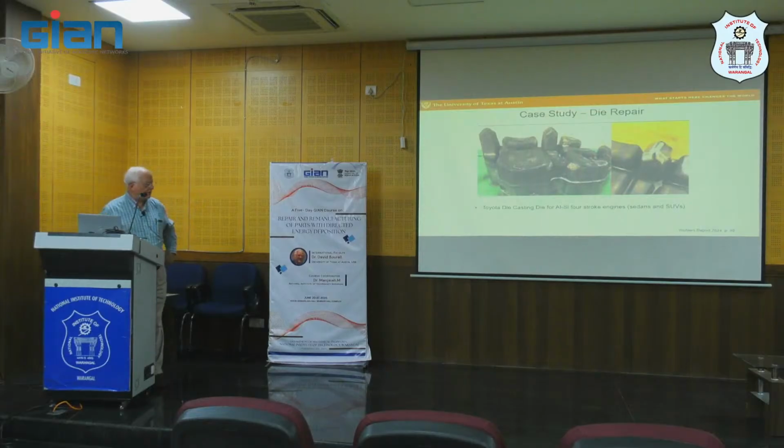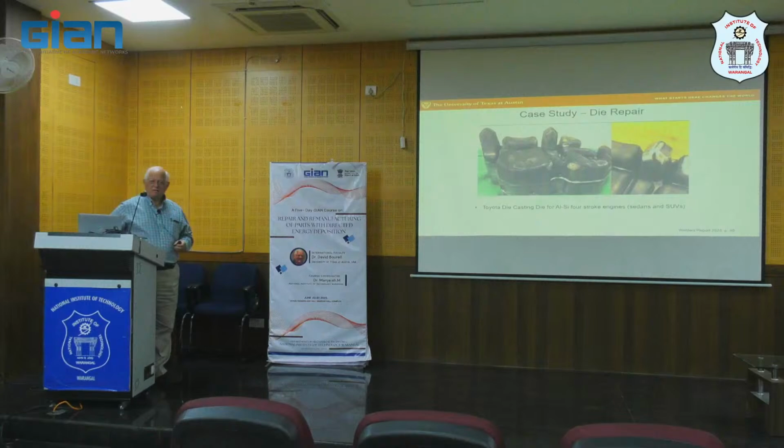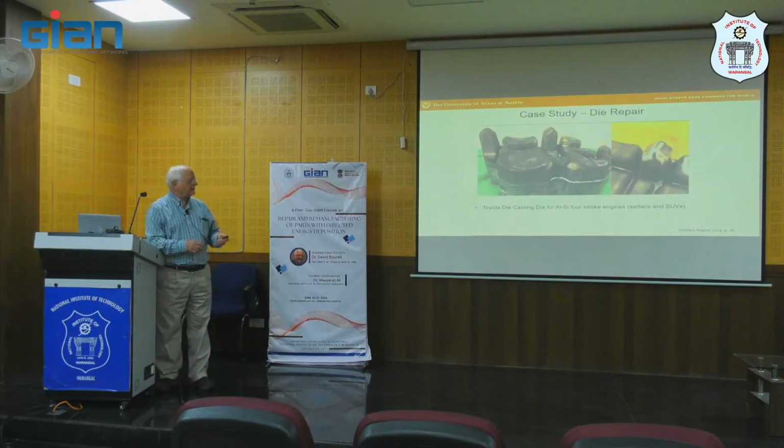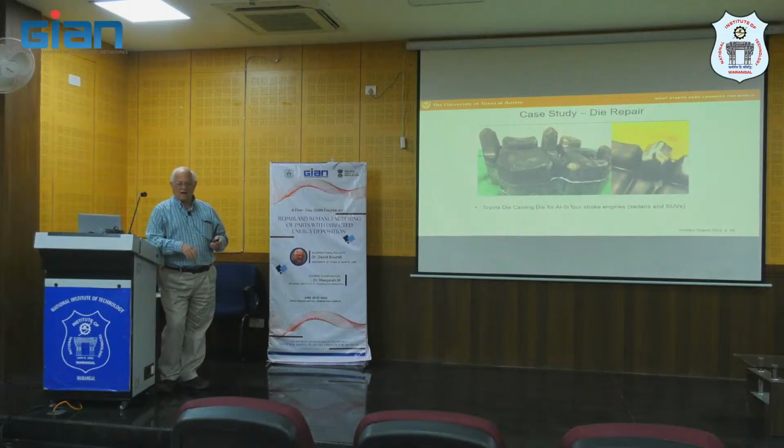This is from Toyota. Toyota has this die casting die. It's for their aluminum silicon 4-stroke engine. And aluminum silicon is a very castable material. So this is the die, it's part of the die that forms those engines. And I think what we're looking at here is one of these features, maybe not these two, but one similar to it, where it is worn.